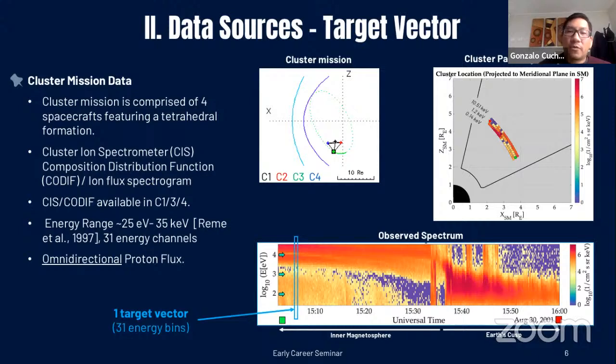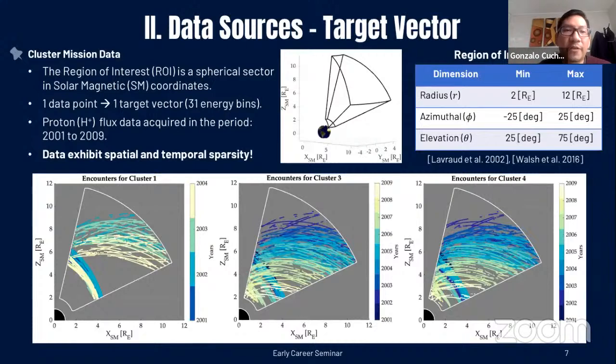Now, I'm not going to use all the Cluster data. I'm just interested in doing the analysis for the cusp. For that reason, we have created a kind of spatial filter. This spatial filter is called a region of interest, which is a spherical sector in solar magnetic coordinates. You can observe here how it looks, and these are the dimensions for this region. We investigated the literature as well as analyzed the data to verify that these boundaries are correct, and that we can have the cusp within the region of interest.